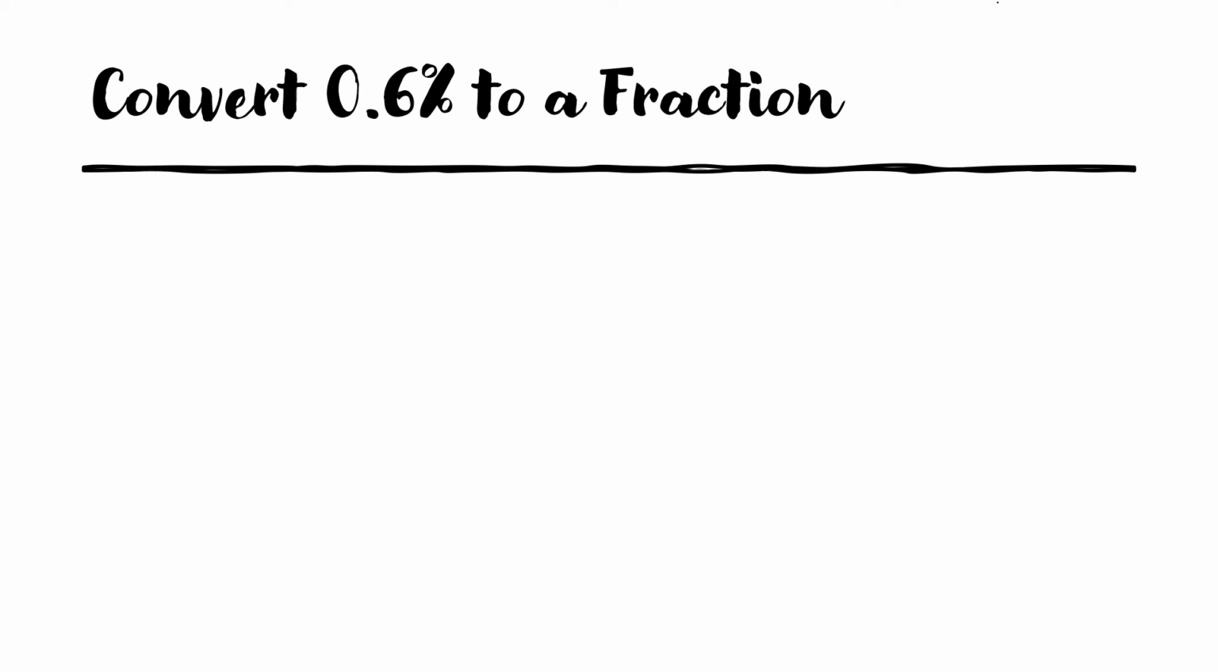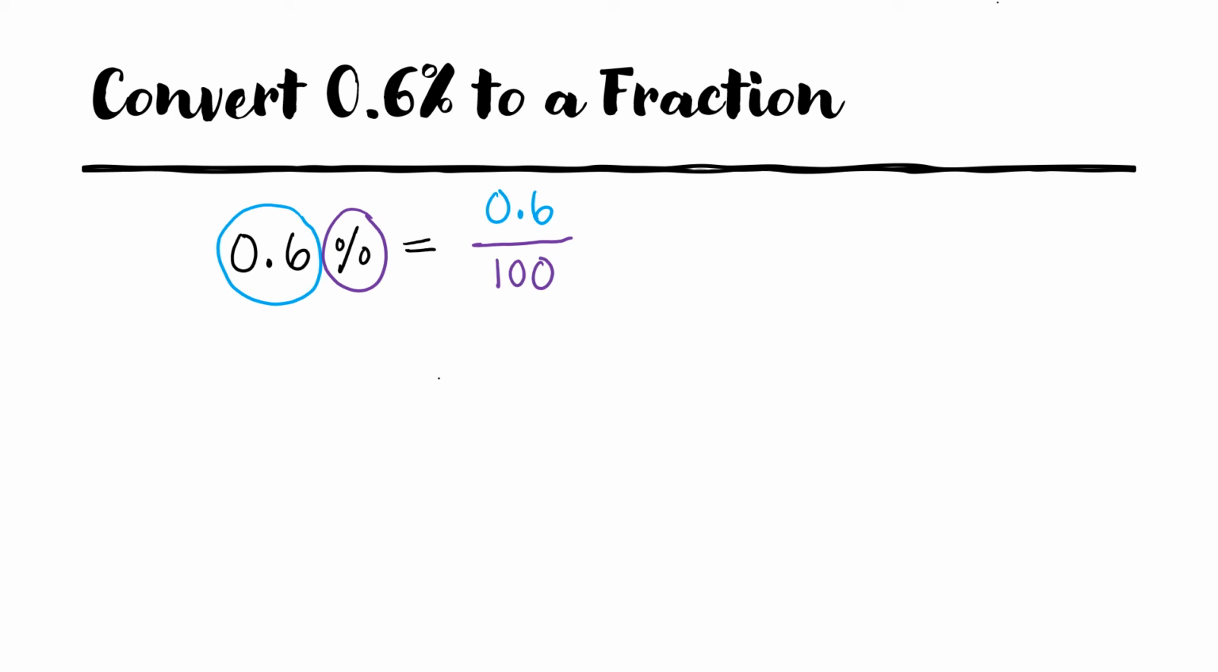Last but not least, let's convert 6/10% to a fraction. So we have 6/10%. And the first thing we need to do, just like we've done in the past, is take our number, which is that 6/10, and put it over 100 so that we have our percent. Now for our other conversions, we've just had a fraction and we've had to reduce that fraction. But here we have a mixture between a decimal and a fraction, but we just want fractions.